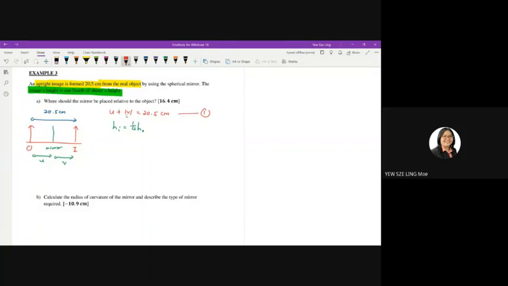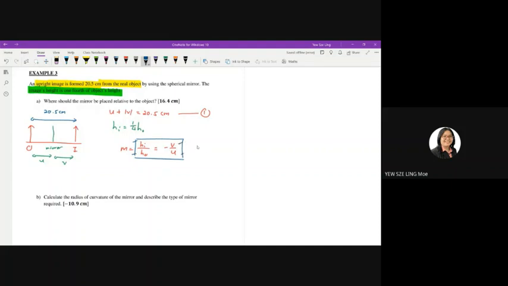Okay, but what is the information that we have? We have H. So try to ask yourself, which equations contain U, V, Hi, and H naught? Well, you have only one equation with that, which is M equals Hi over H naught equals negative V over U. So this is the part that we are going to use in this question because it has Hi, H naught, V, and U.